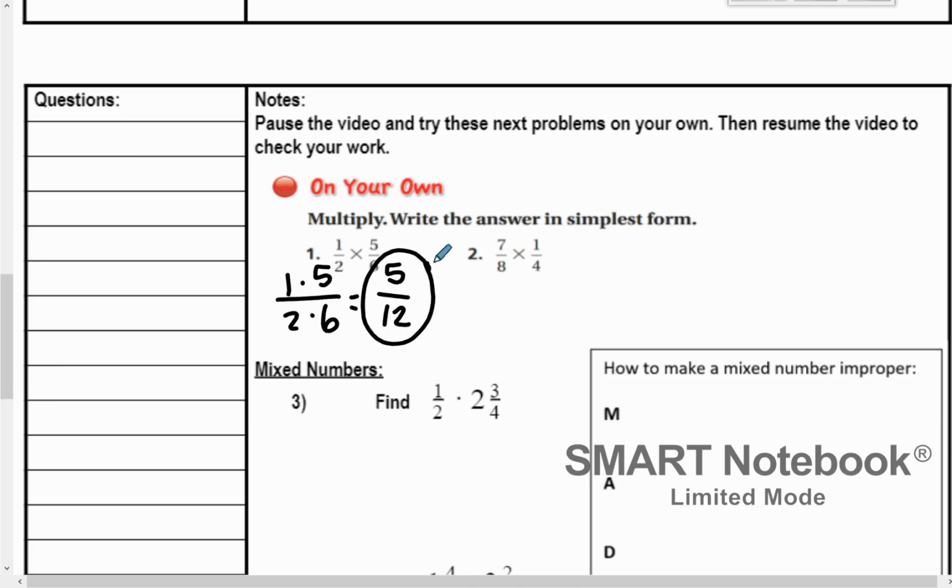My next problem, 7/8 times 1/4. So I'm going to take my numerators, 7 times 1, 8 times 4. I'm going to get 7/32. Again, 7 and 32 do not have any common factors, so it can't be simplified. That's just our answer.